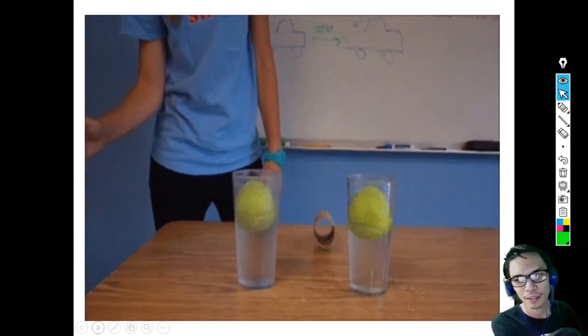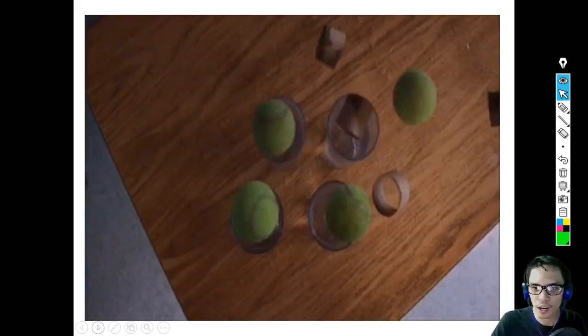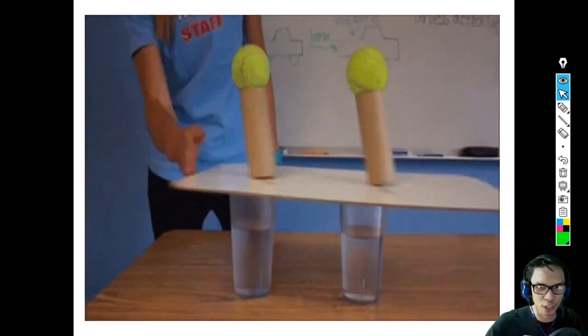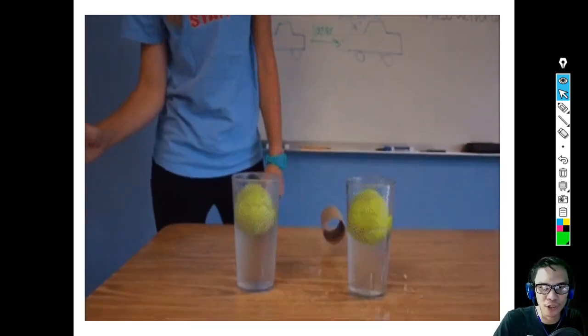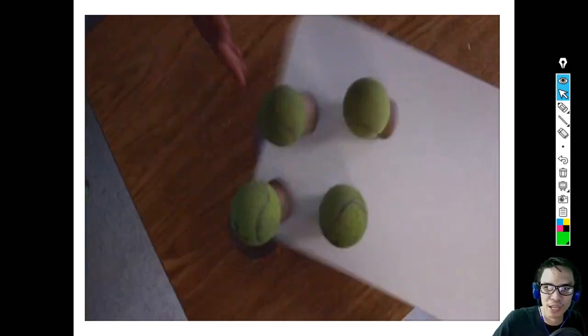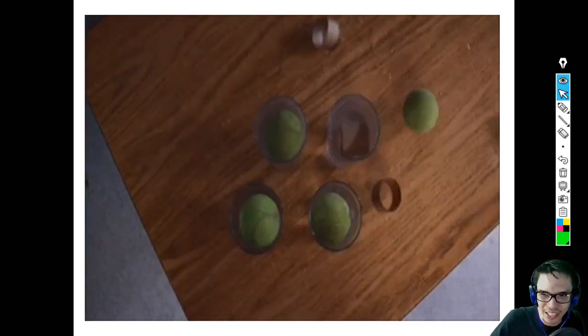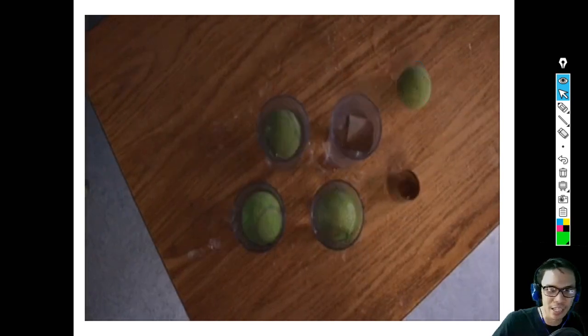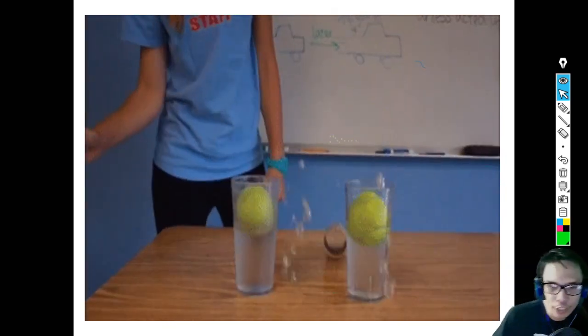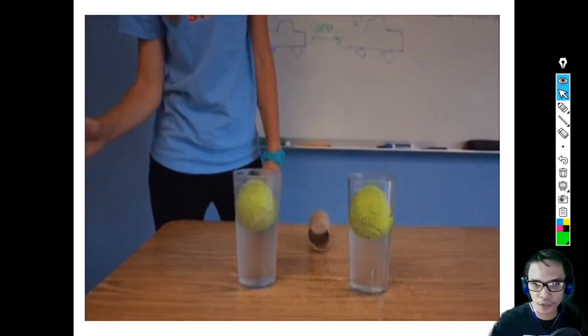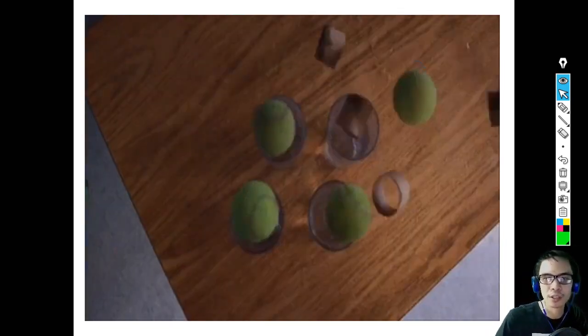Another standard school experiment. We have here a ball. Although it is unfortunate that the other ball did not go inside the glass. So that is another experiment related to the first law of motion.